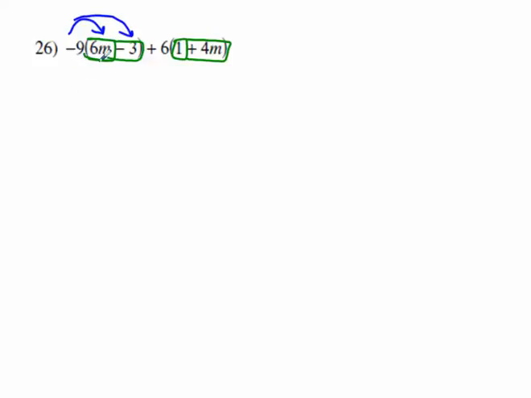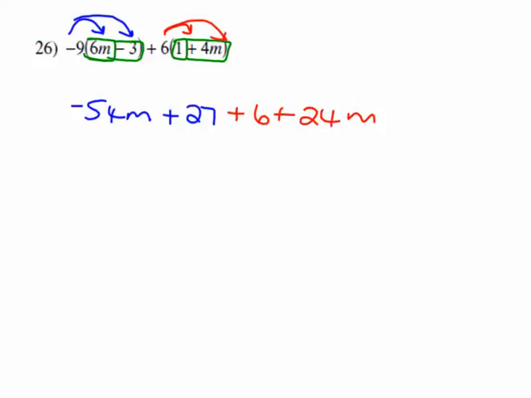So negative 9 times 6m gives me a negative 54m. Negative 9 times a negative 3 gives me a positive 27. Then do the second set of distribution. 6 times 1 gives me 6, and 6 times 4m gives me a positive 24m. And then I can box this, or by this time you should be getting the hang of what it goes with, what's in front of it.